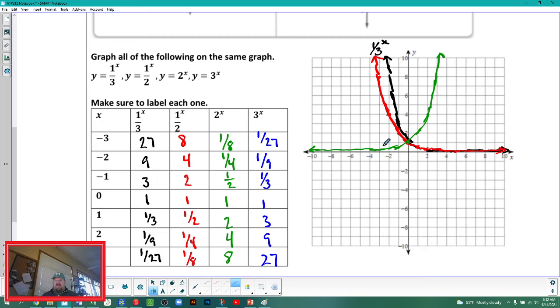And the last one, same kind of deal. The important points, it hits 0, 1. It's going to hit -1, 1/3. So that would be a little bit lower than this one was. And a lot of the other times it's going to be lower. And then at 1, it's going to hit 3. So at 1, it hits 3. And at 2, it's going to hit 9.